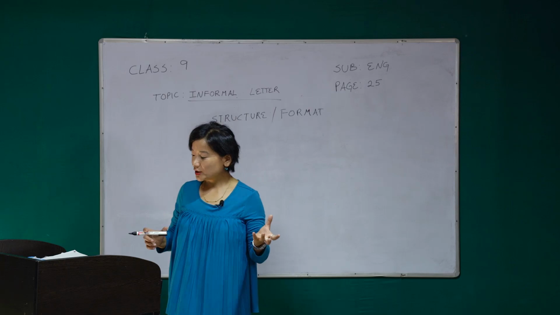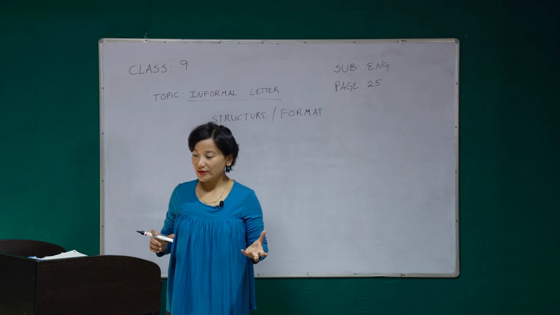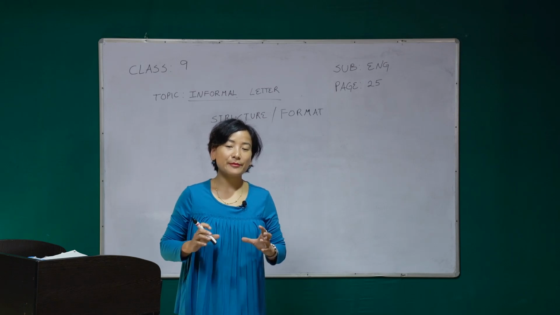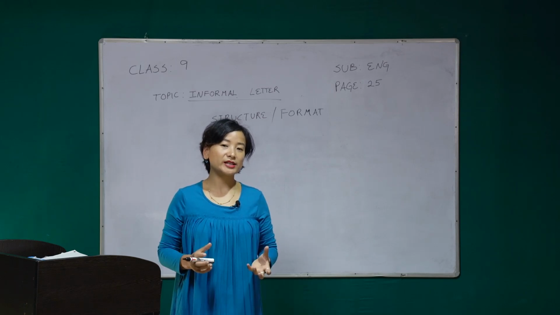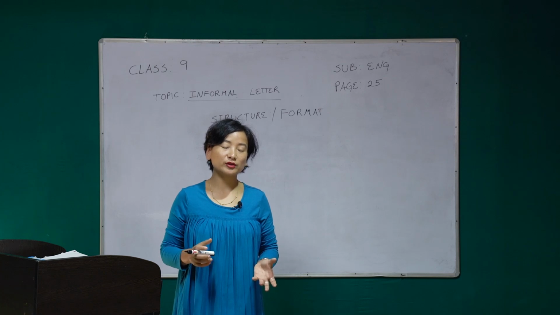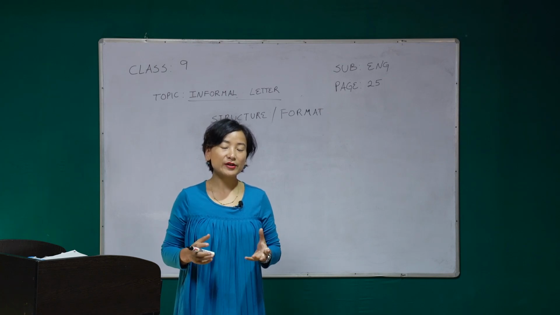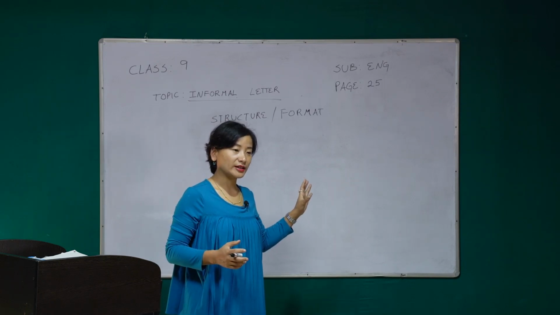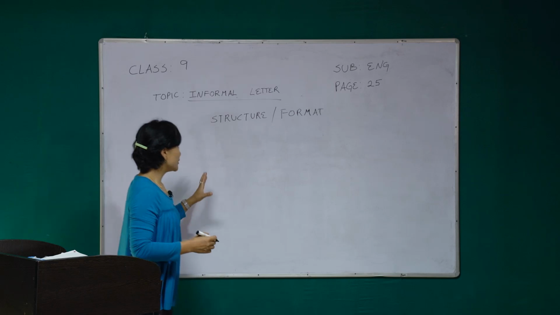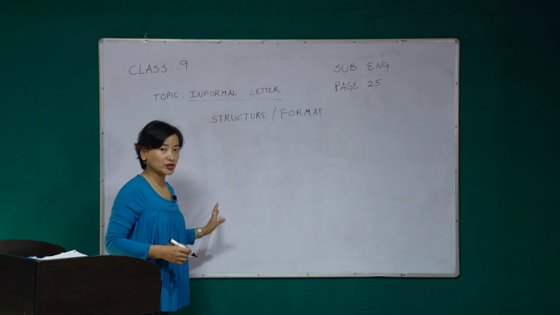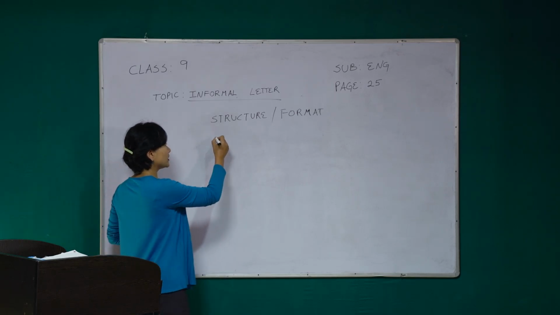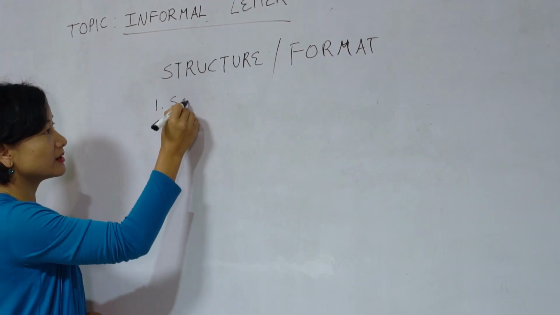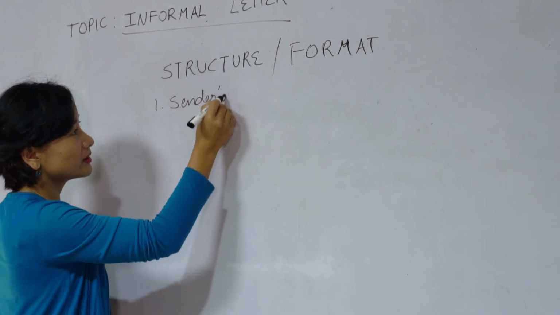And as you can see in your textbook on page 25, a lot of examples are given here, and it is clearly mentioned there. Your textbook is actually very student friendly. All you have to do is read it, and it's very easy for you to understand. However, for now we are going to take a look at the format here. So let's say that this is your page, and you always begin with the sender's address. The number one here is sender's address.